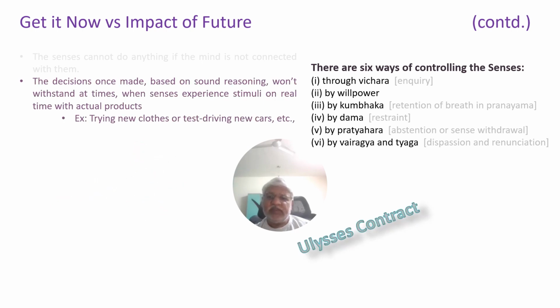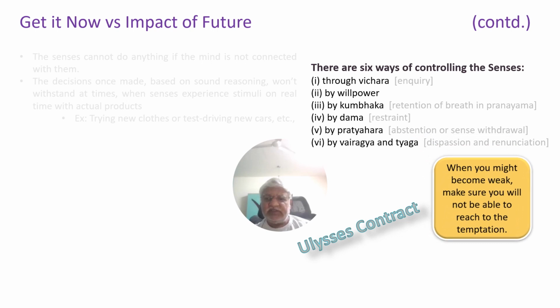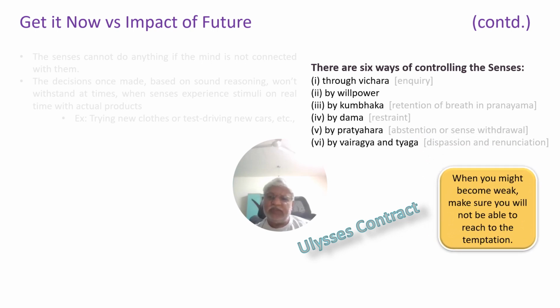So that is why sometimes an Ulysses contract should be pursued. Okay, what it means is that when you might become weak, make sure you will not be able to reach the temptation. So you should also be going with the right set of people so that you will not be able to do that. Preferably you should practice abstention, withdrawal by pratyahara.